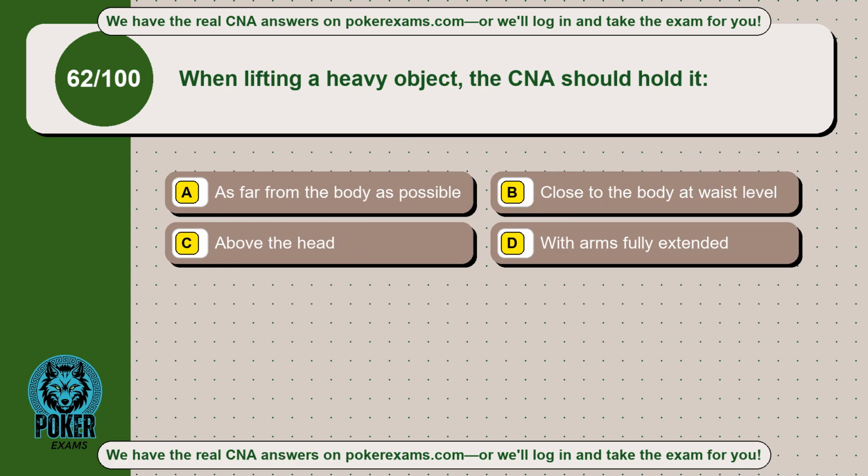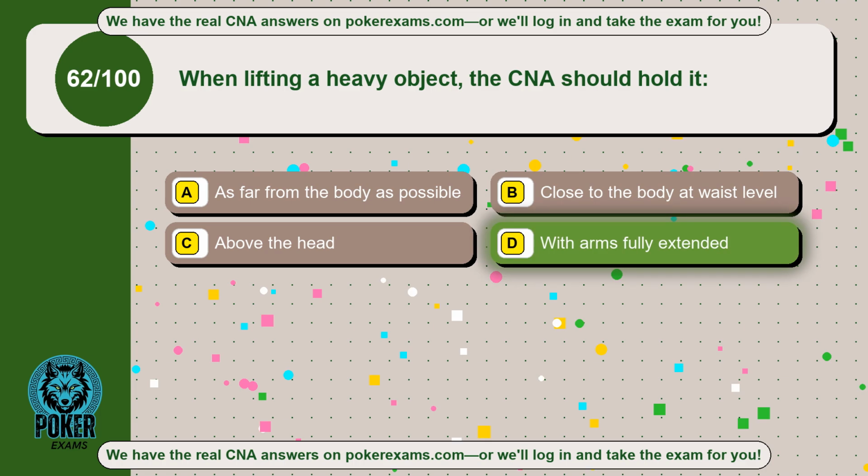Question 62. When lifting a heavy object, the CNA should hold it: Option A, as far from the body as possible. Option B, close to the body at waist level. Option C, above the head. Option D, with arms fully extended. The correct answer is option D, with arms fully extended.